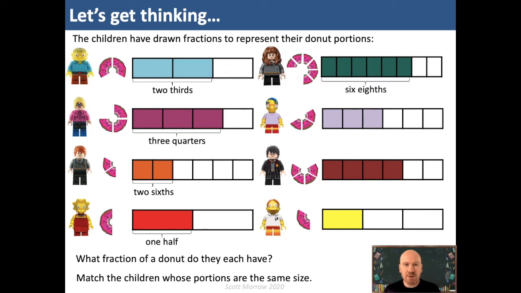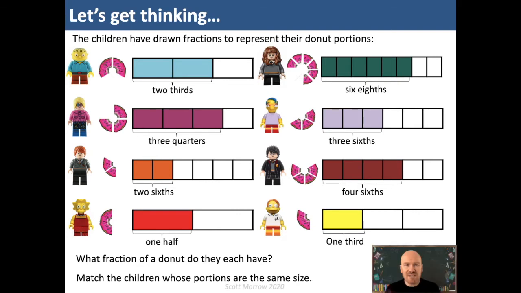Milhouse's donut has been split into 6 equal parts, so Milhouse has got 6ths. He's only got 3 of those parts, so Milhouse has got 3/6. Harry's donut has also been cut into 6 equal parts, so he's also got 6ths. He's only got 4 of those parts, so Harry has 4/6 of a donut. And Martin's donut has been split into 3 equal parts, so Martin has thirds. He's only got 1 of those parts, so Martin has 1/3 of a donut.